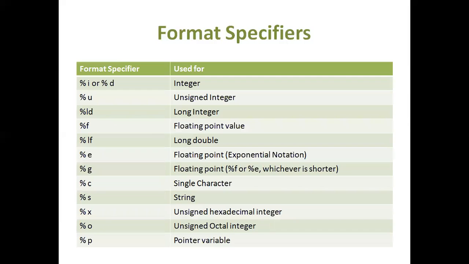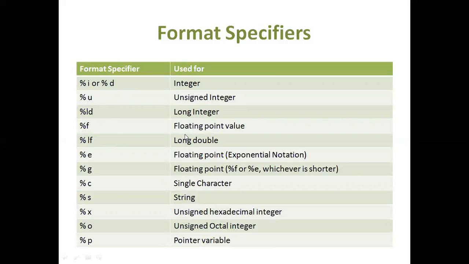So here is the list of some format specifiers which are used for the different variables. If you remember from the previous lecture, we have seen the different types of variables. The first was the integer, and you can use both %i or %d for the integer type variable. If you want to print the value of an unsigned integer, then we will be using %u. For the long integer, %ld is used.